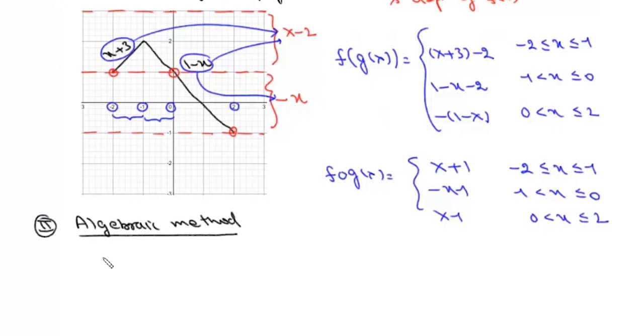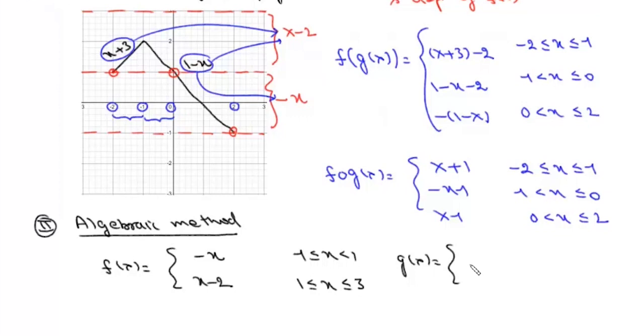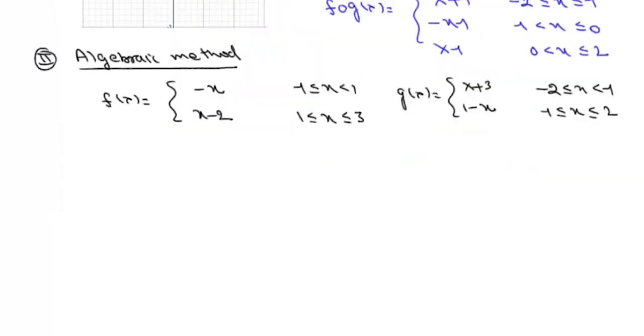Now before the algebraic method, we'll write f(x) and g(x) again. Now f(x) is minus x when x lies between -1 and 1, and it is x minus 2 when x lies between 1 and 3, and g(x) is x plus 3 when x lies between -2 and -1, and it is 1 minus x when x lies between -1 and 2.